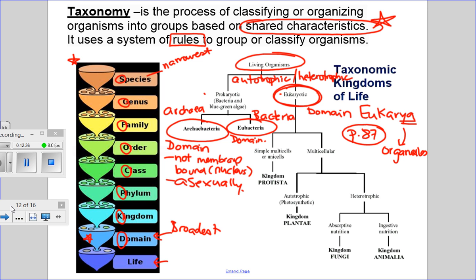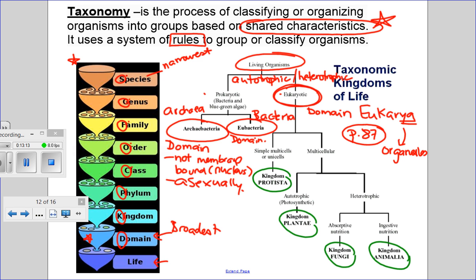The little mnemonic is Danish. King Philip came over for green spinach. So Danish King Philip came over for green spinach. Or any other ridiculous sentence that you think will help you remember this. This is just the one that I've always known and the one that I've always used. Now you'll notice on this diagram, it goes a little bit further than domains. So it goes on to talk about kingdoms.